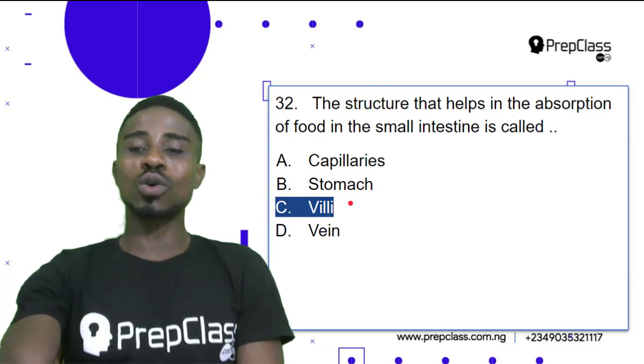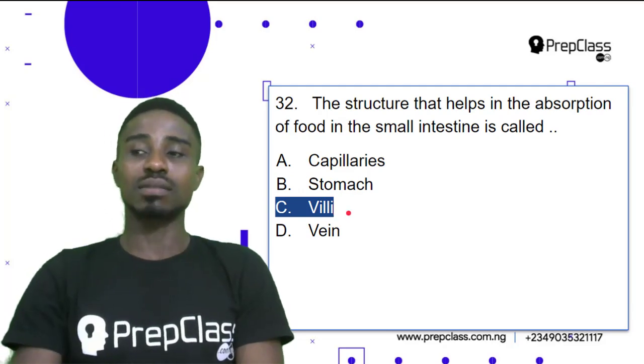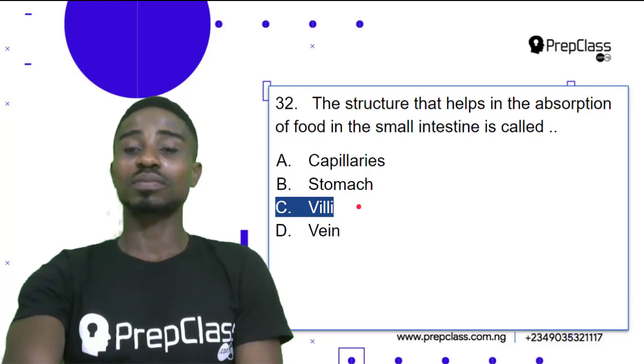So this is also a way in which we can select our correct answer. We check out for the meaning of most of the options that are familiar. If there is one that is unfamiliar to us, definitely that might be our correct answer. All right, let's look at the next question.